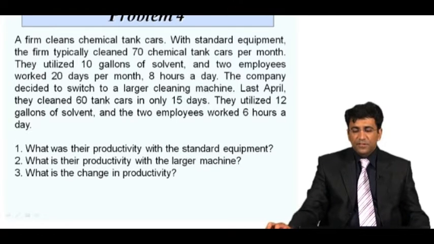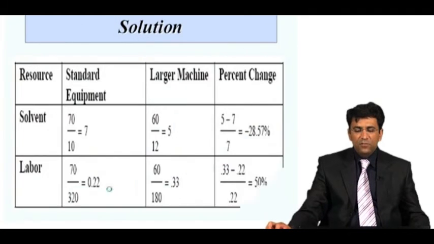6 hours, 6 multiplied by 15 multiplied by 2, that is the 2 employees. So our new input in this case will be 2 multiplied by 6 multiplied by 15. So that will be equivalent to 180. So in this way we can calculate the new labor productivity after the usage of that larger machine, and you can see there is an improvement in the labor productivity by 50%.